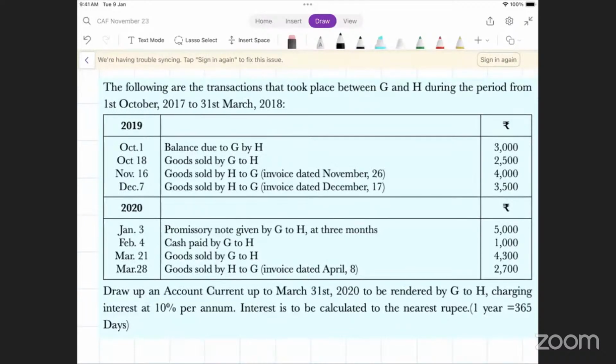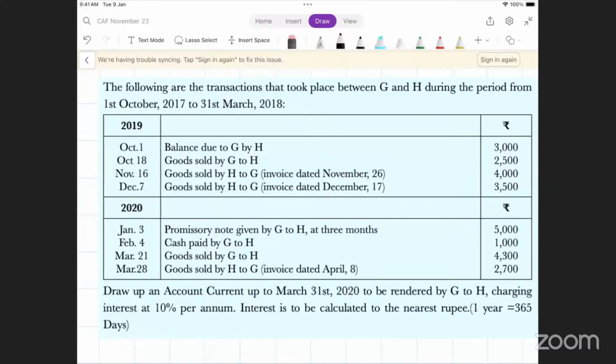Sir, can we round off the interest due? Not advised. Up to two decimals, it's always better to write up to two decimals unless given in the question. For example, in this question now, the question that you're seeing on your screen, it's given interest is to be calculated to the nearest rupee. So here, round it off. But if the question is not mentioning that, don't round it off. Simple. Keep it up to two decimals.